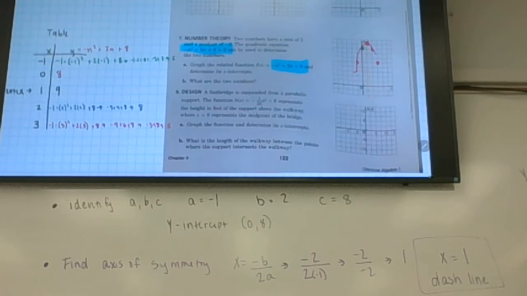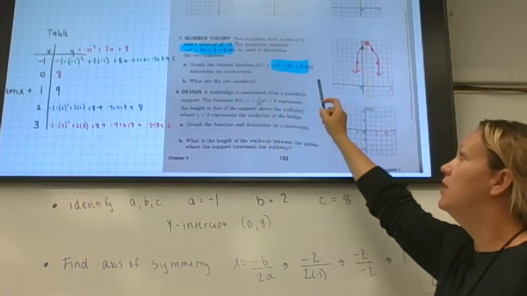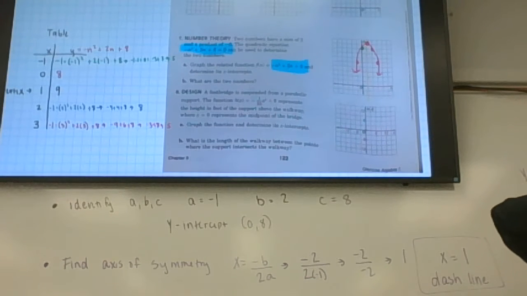So far I only have this. This says graph the function to determine the x-intercept. So what do we have to do to figure out the x-intercept? Does anybody have an idea? Aiden? We have to keep going. We have to keep the problem going. What do you mean by keep going?